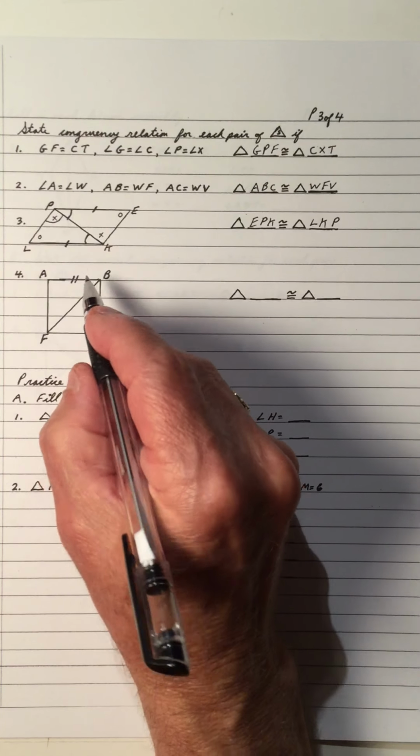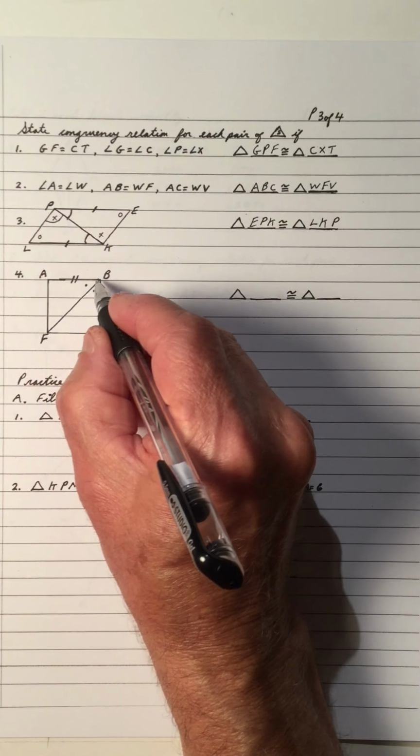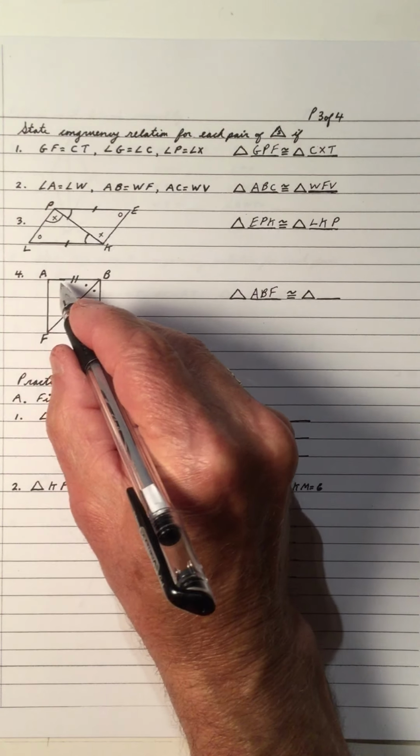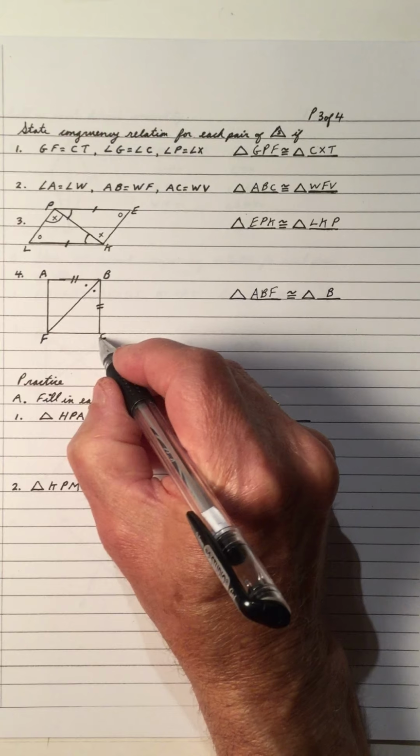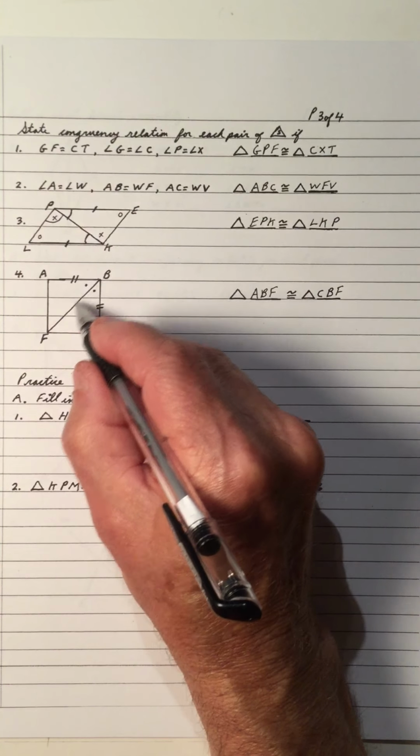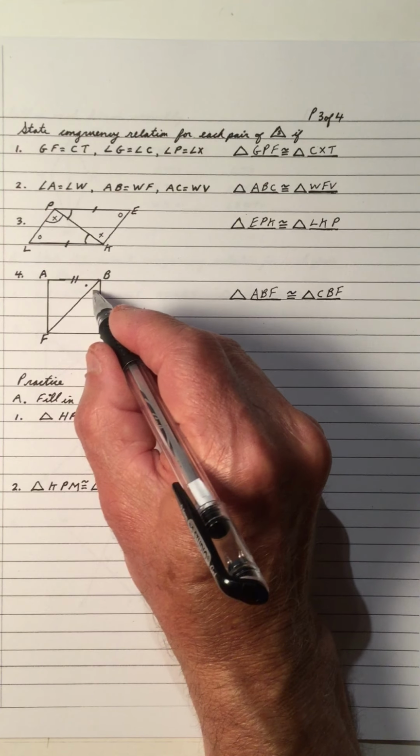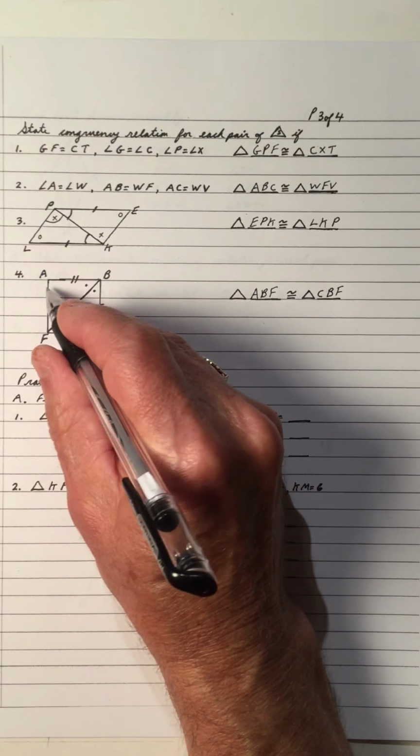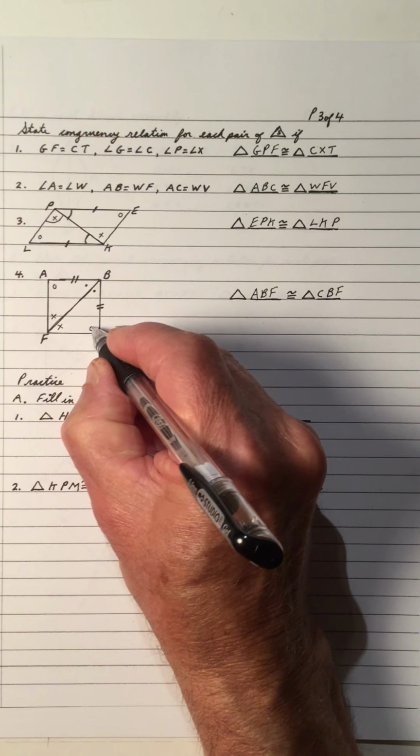Notice this is a similar figure, but these two angles are equal and these two sides are equal. So let's name the triangle ABF. If you name the triangle ABF, then B goes with B, so B is in the middle. That means AB goes with CB, so A goes with C, and F goes with F. Notice that BF is common, because these two angles are equal here. So angle AFB is equal to angle CFB, and that means angle A goes with angle C.